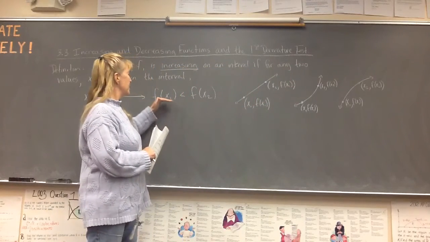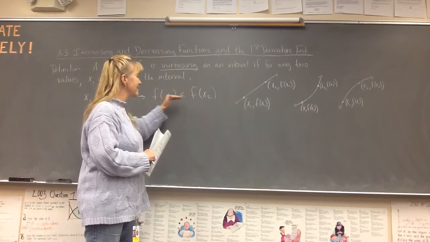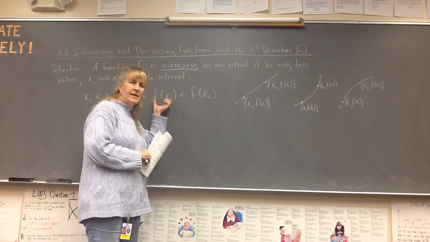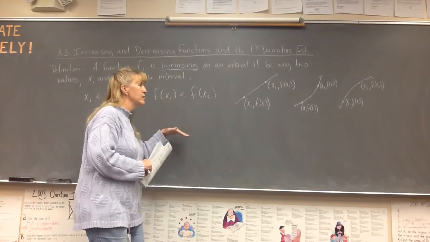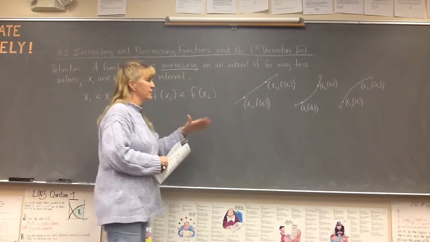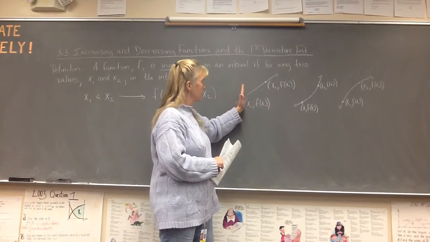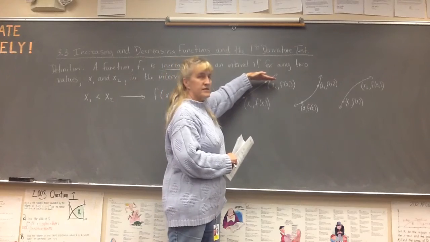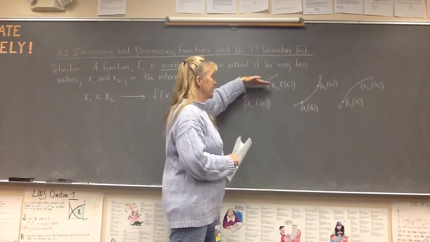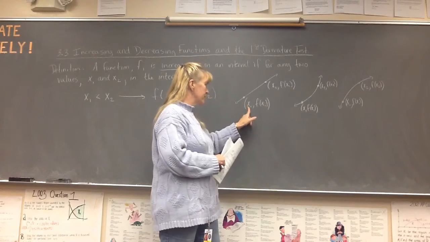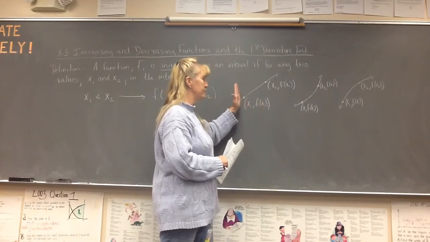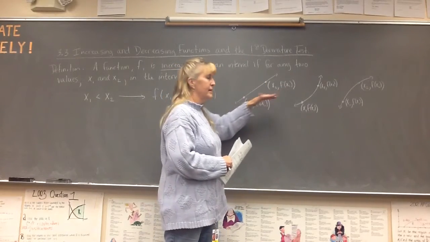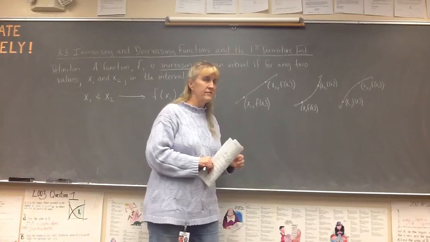And now, what does f of x1 have to be? It has to be less than f of x2. And since these are y values, it means that the y value at x sub 1 has got to be lower than the y value at x sub 2. So as I go from left to right, x sub 1, x sub 2, f of x sub 1, f of x sub 2, you can see your y values are getting bigger. So if the first x value is less than the second x value, then the first y value is also less than the second y value. That is the mathematical definition of an increasing function.